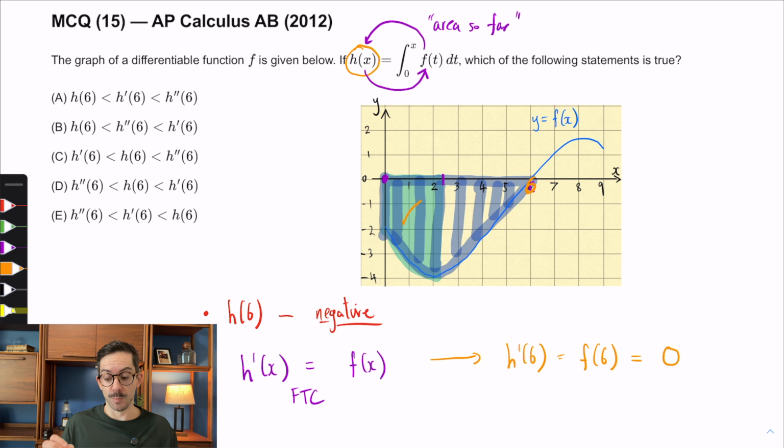Okay, we're getting somewhere, because I know that one of these quantities is 0, h prime of 6, and the other quantity is negative, h of 6. So I know something about the order of these quantities. We're making progress.